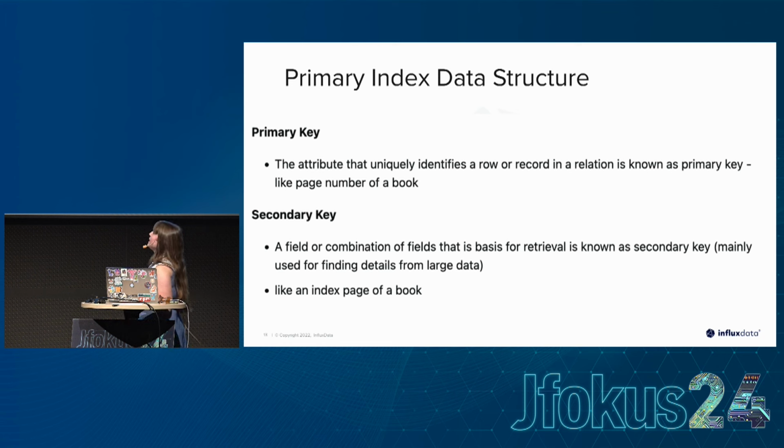So in a time series database, this primary key becomes your timestamp instead of an ID. And secondary keys are normally picked by the customer. Those can be something like the value of a machine name, for example, or a location.